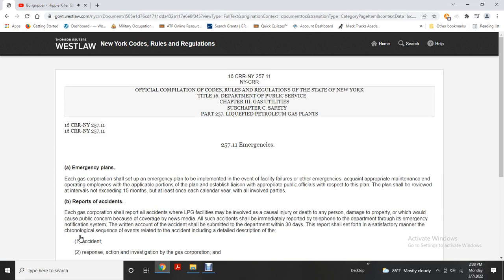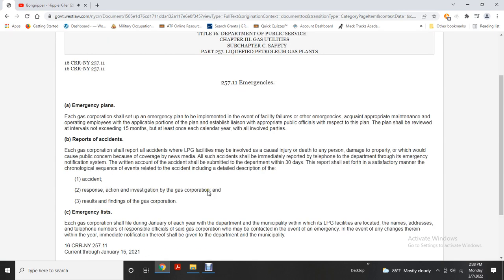257.11 Emergency plan. Each gas corporation will set up an emergency plan to be implemented in the event of facility failures or other emergencies, adequate and appropriate for the maintenance and operation of equipment. The plan shall establish liaison with appropriate public officers with respect to the plan. The plan should be reviewed at intervals not exceeding 15 months, but at least once each calendar year, with involved parties.